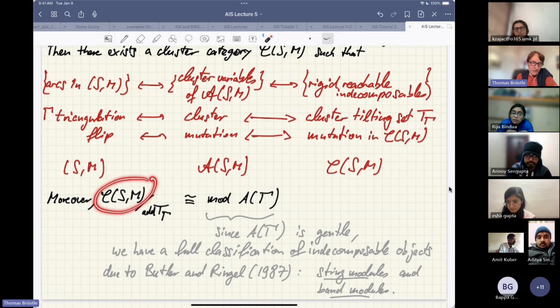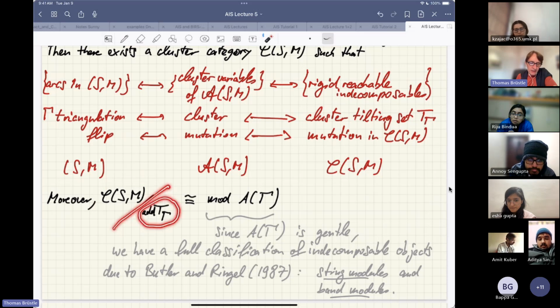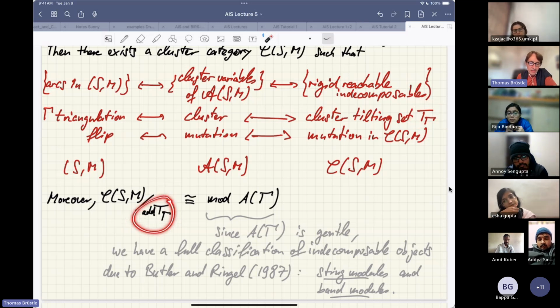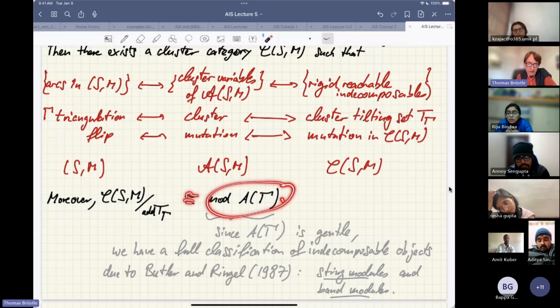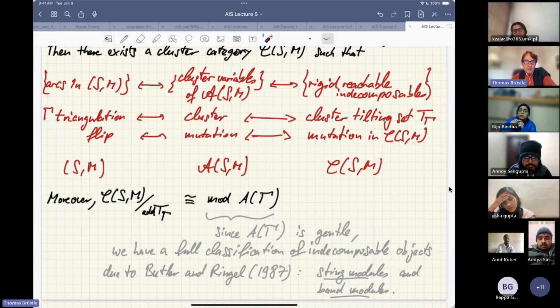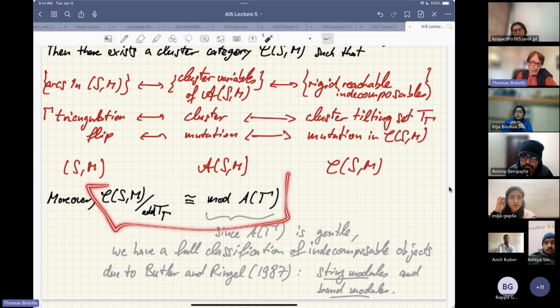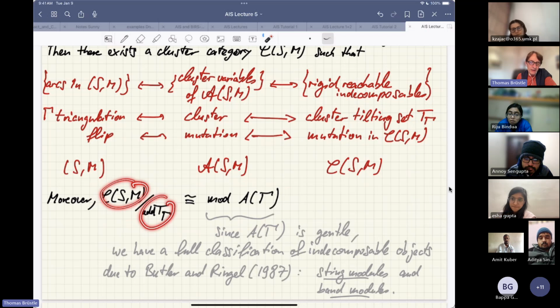If you take this cluster category and you divide by the additive category generated by such a cluster tilting set, so we delete the indecomposable objects which form a cluster tilting set, then we do get an equivalence to the module category of this gentle algebra that we defined before. Okay. So that's a repetition of the same result that we had yesterday: the cluster category factored out by a cluster tilting object is equivalent to the module category.